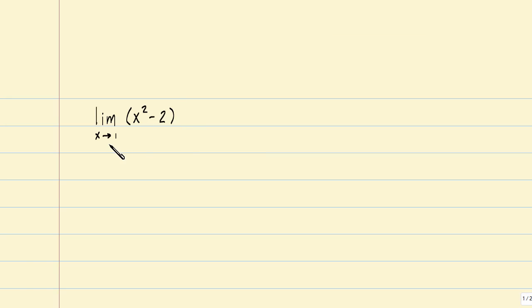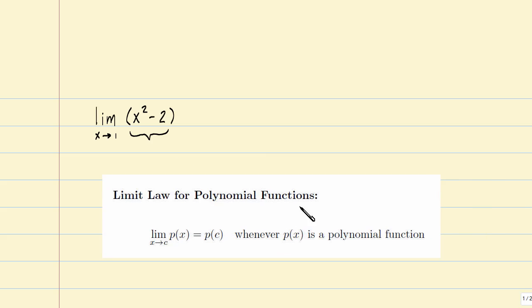Okay, here we have the limit as x approaches 1 of the expression x squared minus 2. Now, it turns out this limit is extremely easy to evaluate upon recognizing that this expression right here is a polynomial function. Evaluating this limit is easy because we have a limit law for dealing with polynomial functions. Namely, if we're trying to find the value of the limit as x approaches c of some polynomial function p of x, we can just plug this value of c into the function in question to arrive at p of c, which is the value of the limit.